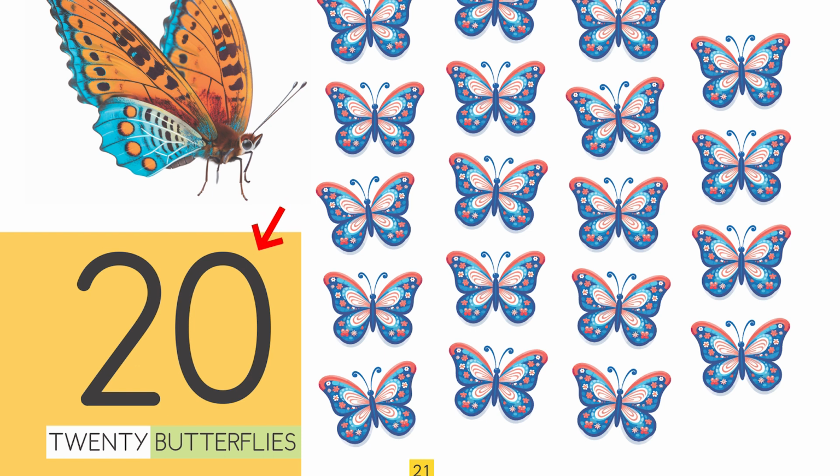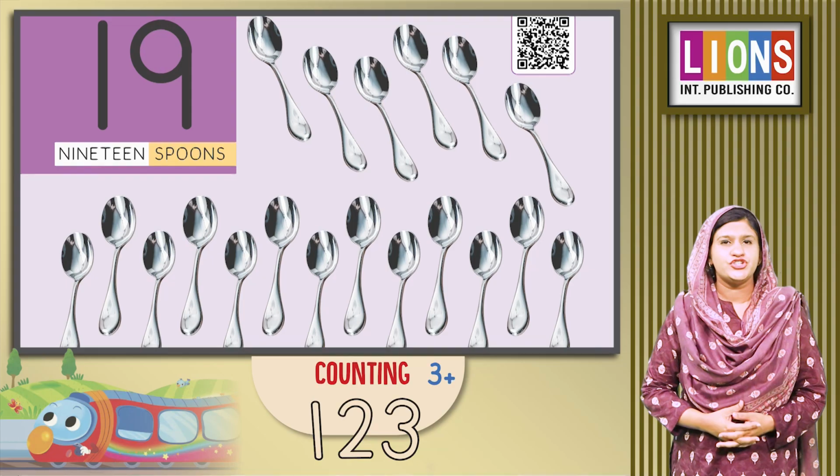Let's count them together. 1, 2, 3, 4, 5, 6, 7, 8, 9 and 10, 11, 12, 13, 14, 15, 16, 17, 18, 19 and 20. We have 20 beautiful butterflies over here. So 2 and 0 will make 20, and these are the spellings of 20. T-W-E-N-T-Y, 20 butterflies.